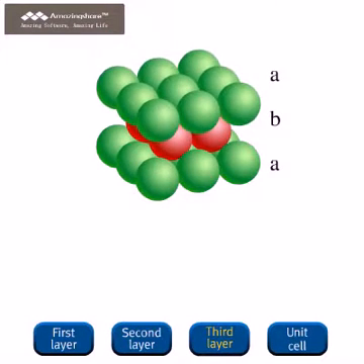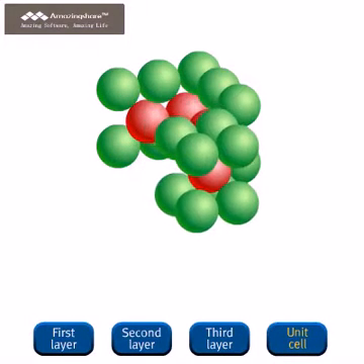The third layer stacks in the depressions of the second layer. The third layer of atoms has the same arrangement as the first layer. This type of stacking pattern is called an AB-AB pattern because the spheres in every other layer occupy the same position. Click on the Unit Cell button to see the smallest repeating unit of a crystal lattice, which is called the unit cell.